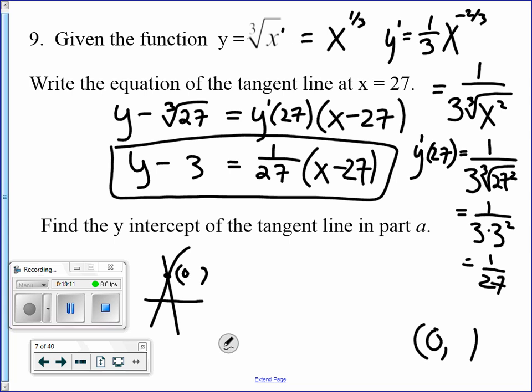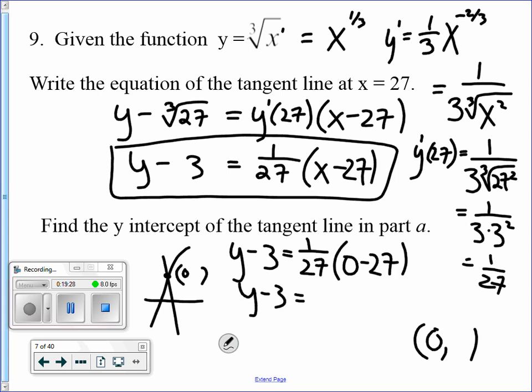So remember, to get the y-intercept, you put 0 in for x and solve for y. So we have y minus 3 equals 1/27 times 0 minus 27. So y minus 3, 1/27 times negative 27 would be negative 1. And then you can add 3 to both sides. And so the y-coordinate there is 2. So my y-intercept is the point (0, 2).